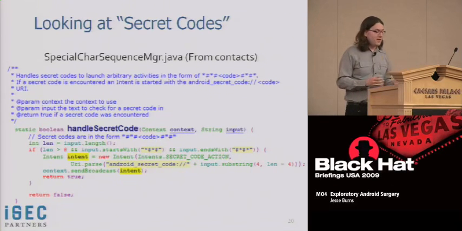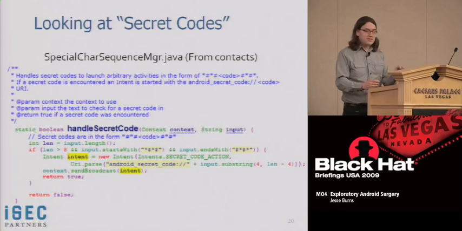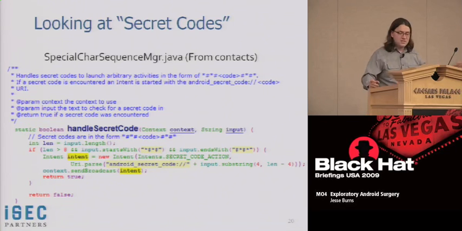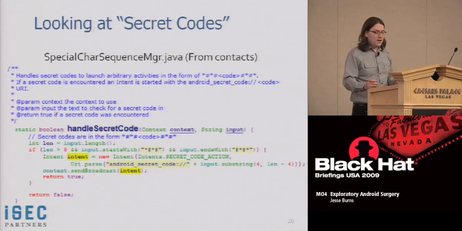If you enter an invalid code, the intent will still be sent, but the activity manager won't know who to route that broadcast to, and it'll just drop. That'll be kind of boring.